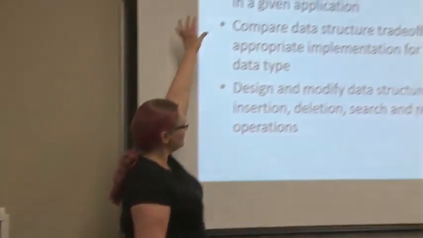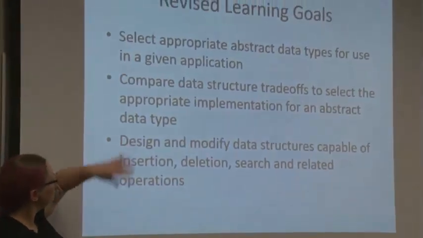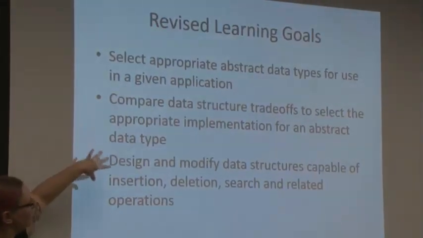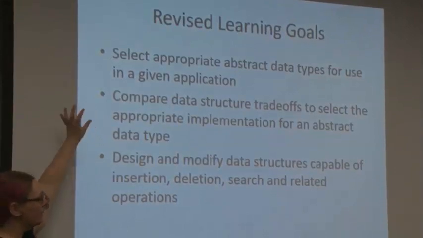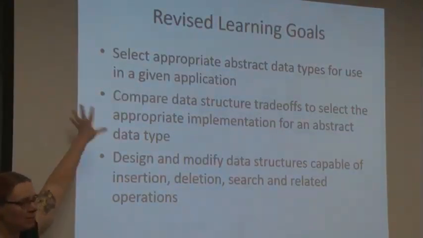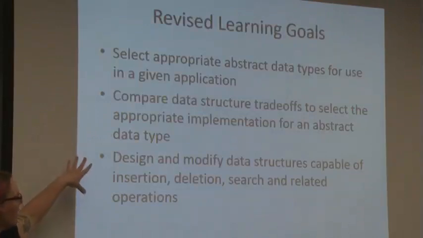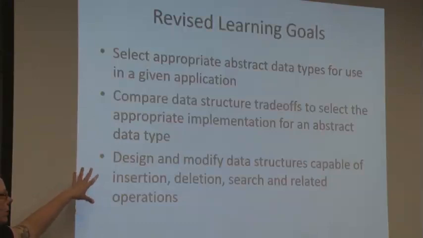Or I can say I want to do this in a linked list, which is more complicated but has a different set of trade-offs. So they were saying, okay, first of all, I want them to be able to select which of these high-level types they should use. Then I want them to be able to figure out which lower level data structure they should select for an abstract data type. And then after that, I want them to be able to design and modify these data structures. So I want them to be able to write the code to create these very low level data structures.